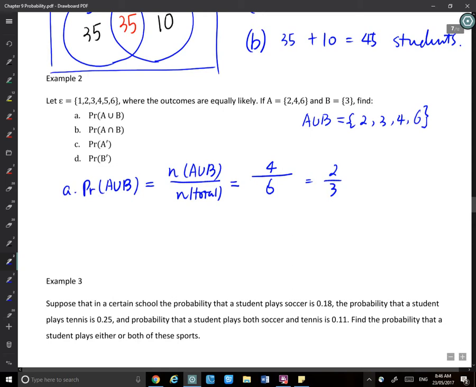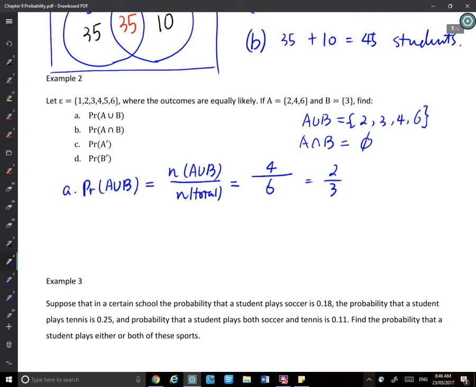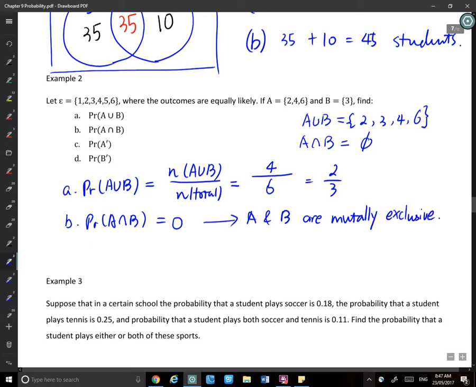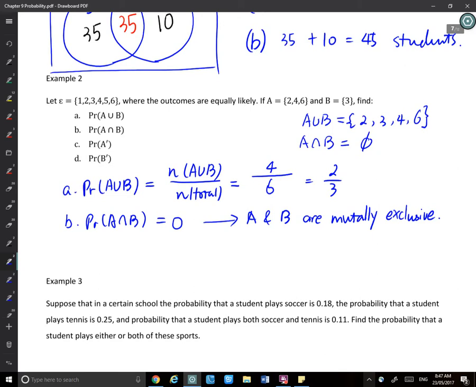The next one is asking, what's the probability of A intersects B? So let's find the intersection set. It's the empty set. A intersects B, nothing in common. 2, 4, 6 and 3, nothing in common. So the probability of A intersects B equals 0. In this case, A and B are mutually exclusive. They have nothing in common.